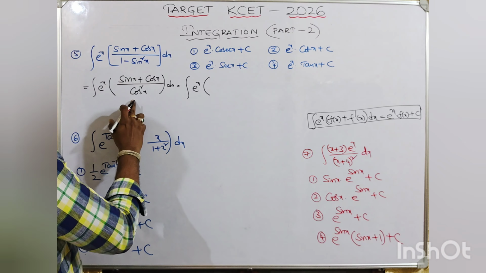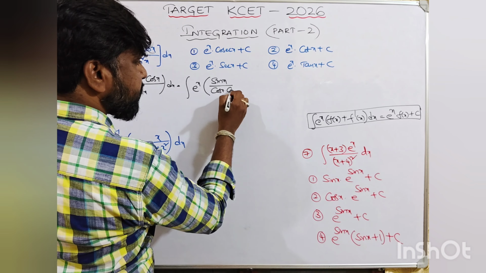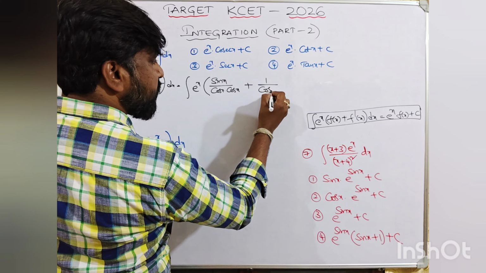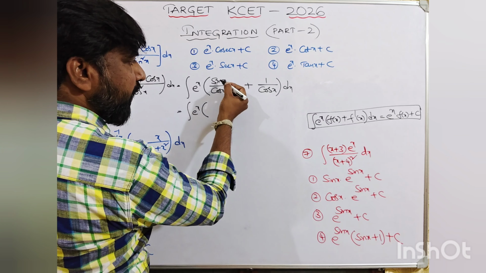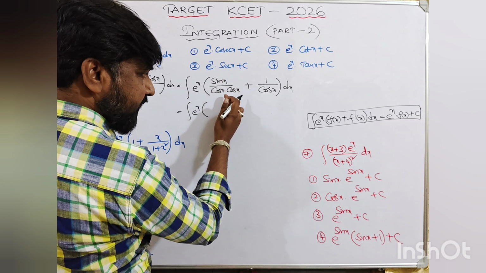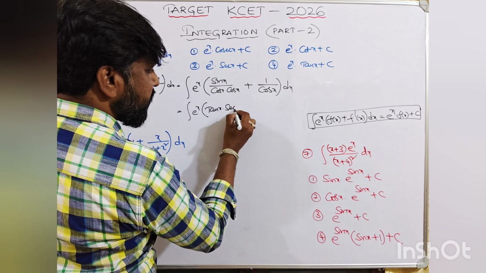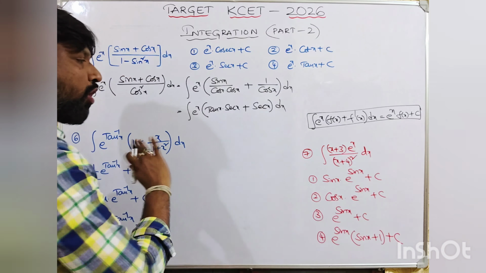Now just split, you will be getting the idea. So sin x by cos square x, plus cos x by cos square x, which means it will become 1 by cos x. Cos x will be cancelled as you know. This is equals to integral e power x into sin x by cos x, which is nothing but tan x, and 1 by cos x, which is nothing but secant x. So this can be written as tan x into secant x plus secant x dx.